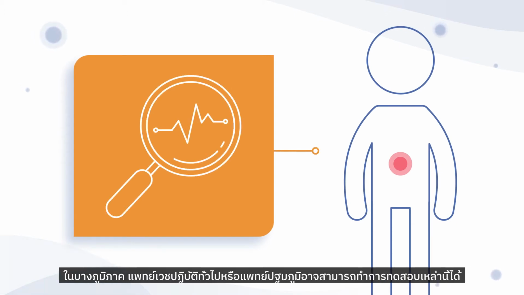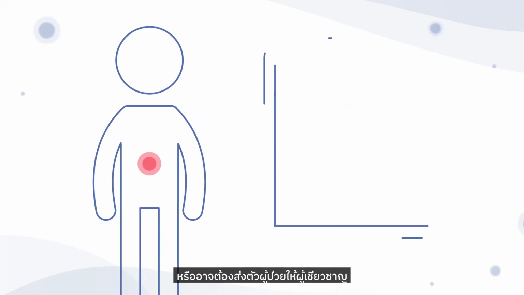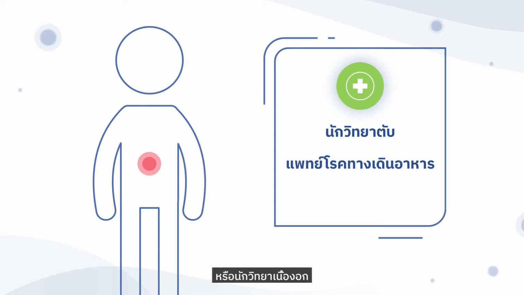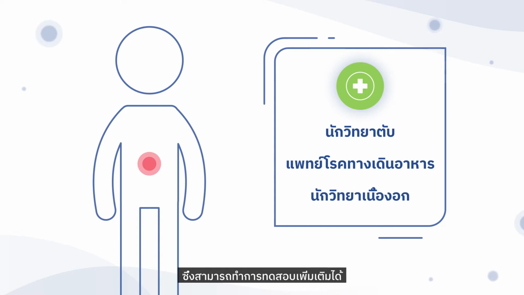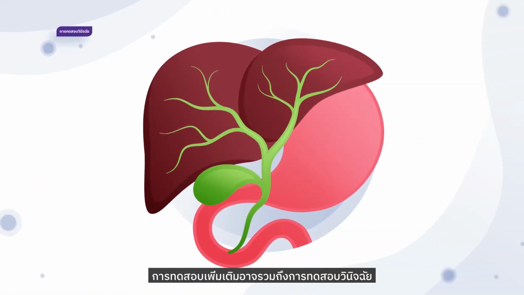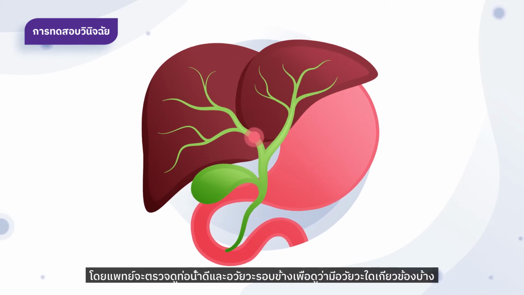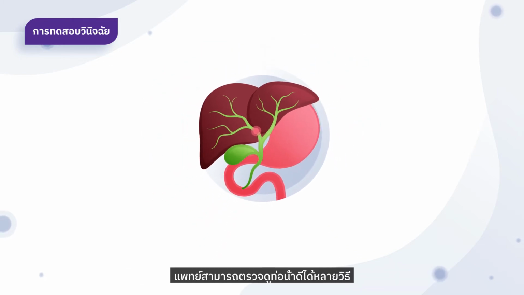In some regions, the GP or primary care physician may be able to organise these, or they may need to refer you to a specialist, such as a hepatologist, gastroenterologist, or an oncologist, who can organise further tests. Additional tests may include diagnostic tests, where the doctors look at the bile ducts and surrounding organs to see which organs are involved. There are several different ways that doctors can see the bile ducts.